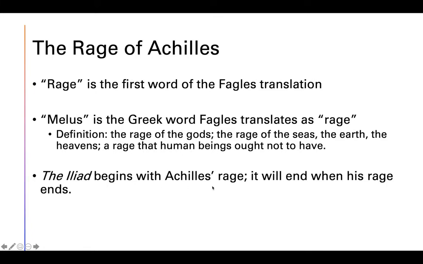So the Iliad begins with his rage. Literally, it begins with Menis. The Iliad will end when Achilles finally lets go of this kind of anger.